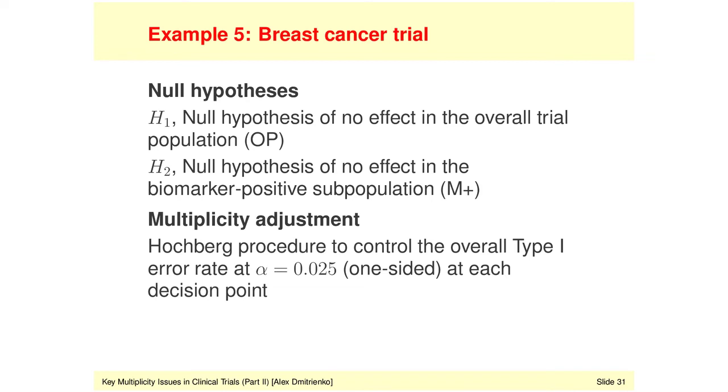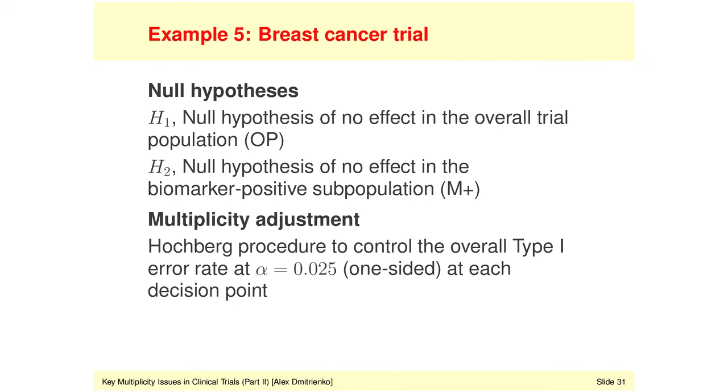We're going to assume that H1 corresponds to the null hypothesis of no treatment effect within the overall population, which will be denoted by OP, and H2 will correspond to the hypothesis of no effect within the pre-specified biomarker positive subpopulation, denoted by M+. We need to define a multiplicity adjustment that controls the alpha level locally, so to speak, which means that it protects the type 1 error rate only for this source of multiplicity, and we will then apply this multiplicity adjustment along with the combination function principle.